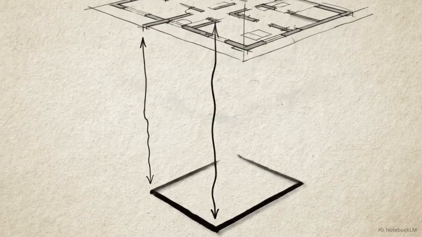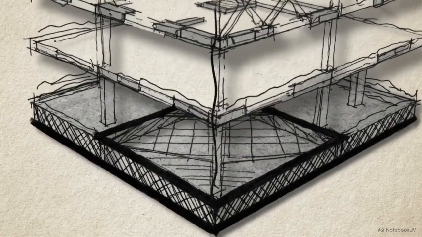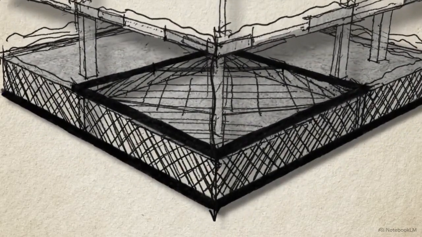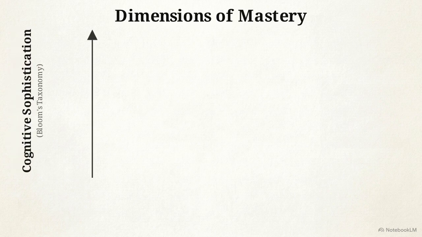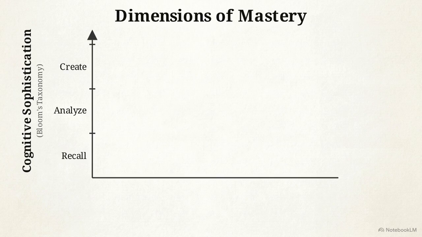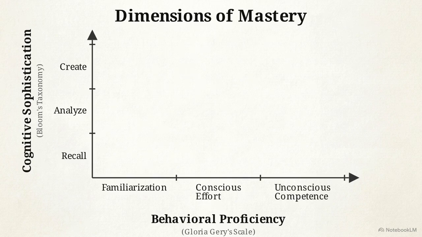Establishing an observable behavior is only the first step. The designer must then determine exactly how deep that behavior needs to go. We map this on a two-dimensional matrix. The vertical axis represents cognitive sophistication from Bloom's taxonomy. It scales upward, climbing from basic recall at the bottom, through analysis, up to complex creation at the top. The horizontal axis represents behavioral proficiency, utilizing the Gloria Geary scale. This measures execution, moving from familiarization through conscious effort, ending at automated unconscious competence.